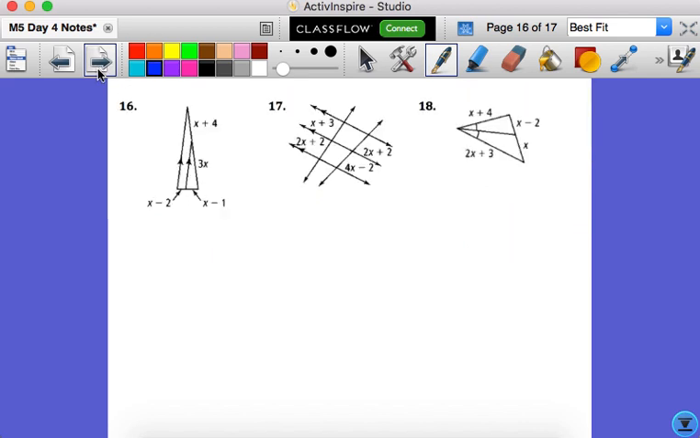The last few examples here are going to be very, very similar to the ones that we just set up, so I would recommend that you try these on your own.